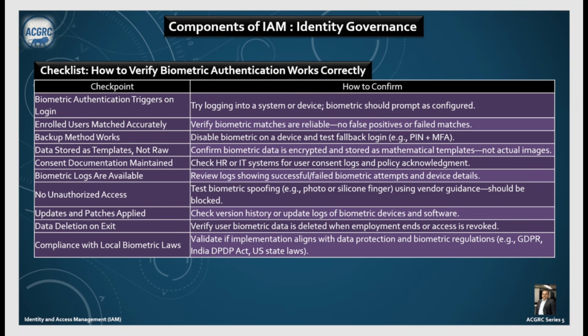Test biometric spoofing. Example, using a photo or silicone finger or using vendor guidance. Ideally, all of this should be blocked. Bring in your red team to test it. Bring in the experts who can break this. Check at what level it breaks. Eventually, at a particular point, all will break. But check how easy or how difficult it is. Knowing it helps you to understand the risk that you are having in spite of all of this implementation. It should be within your risk appetite.